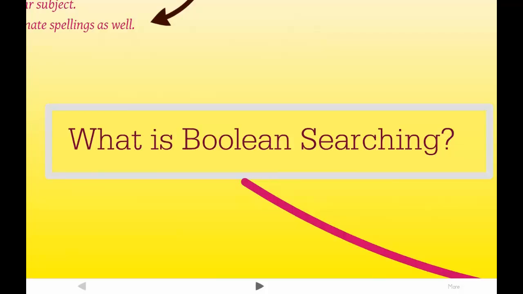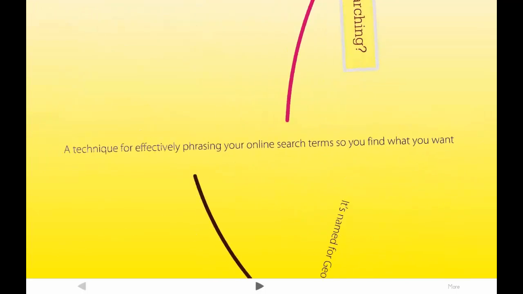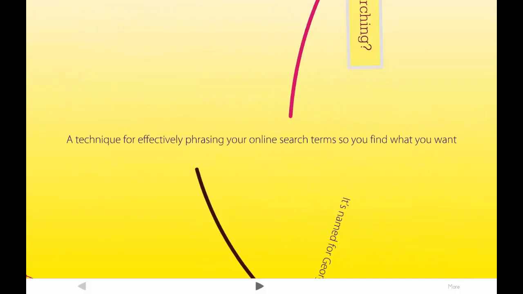What is Boolean searching? Once you've got a list of keywords, brainstorming ideas, concepts, people's names, etc., you want to combine those together in a way that you can search for them. So we're going to use Boolean operators. So what is Boolean searching? It is a technique for effectively phrasing your online search terms so you find what you want.